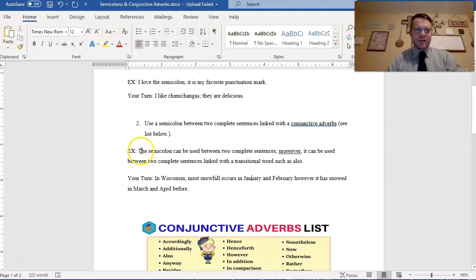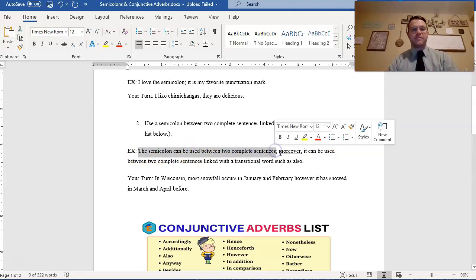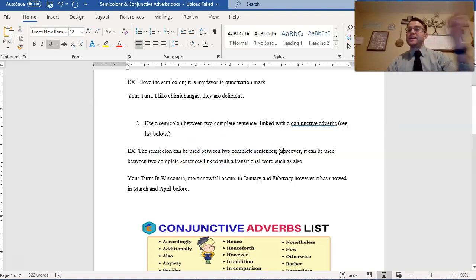We see an example. The semicolon can be used between two complete sentences. Semicolon, conjunctive adverb, they use moreover right here, and then a comma after the conjunctive adverb. That is the structure we use for conjunctive adverbs. It goes semicolon, adverb, comma, and then the rest of the sentence. It can be used between two complete sentences, linked with a transitional word such as also. Notice here, complete sentence, the semicolon can be used between two complete sentences. That's fine by itself. Moreover, this is a second sentence. It can be used between two complete sentences linked with a transitional word such as also.